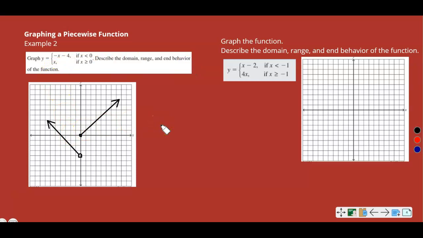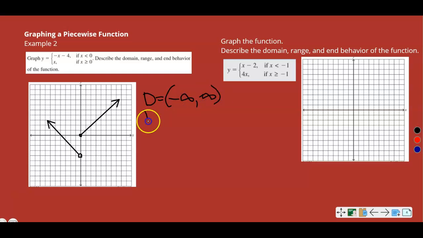So the domain is talking about the domain of the piecewise function. We've described the domain of individual functions before, but now we have separate pieces together. So this one starts at x at 0 and goes left forever. This one starts at 0 and goes right forever. So the domain is going to be all real numbers, or -infinity to infinity.